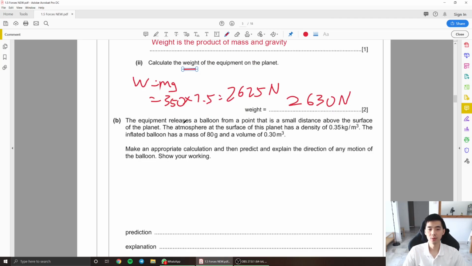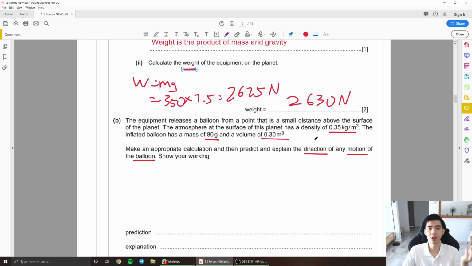Then the equipment releases a balloon from a point that is a small distance above the surface. The atmosphere at the surface of the planet has a density of 0.35 kg per meter cube. The inflated balloon has a mass of 80 grams and has a volume of 0.3 meter cube. Make an appropriate calculation and then predict and explain the direction of any motion of the balloon, and show your working. Right, basically if you look at this question here, they're trying to test you on whether this balloon will float upwards or sink downwards.